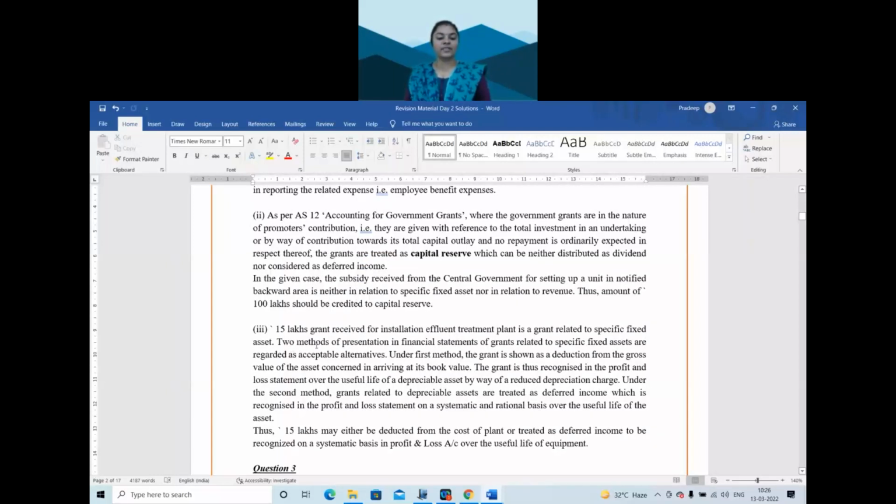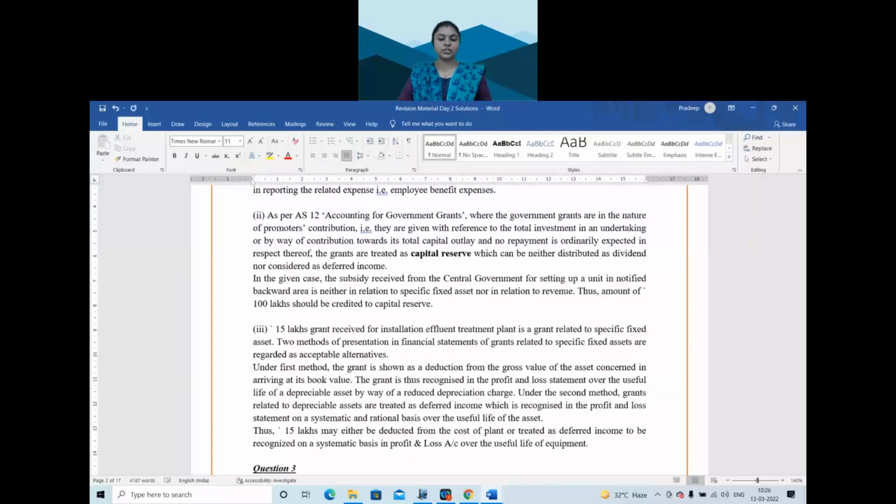Two methods of presentation in financial statements of grants related to specific assets are acceptable. Under the first method, grant is shown as a deduction from the gross value of the asset in arriving at its book value. So grant is recognized under profit and loss statement over the useful life of the asset by way of reduced depreciation. This statement is optional, friends. Even if you write the first statement, that gives you your main answer. So this first statement is the key.